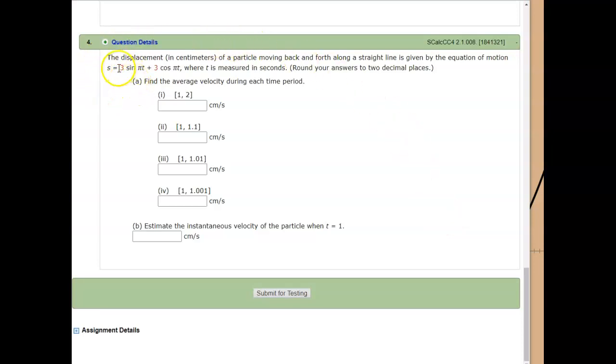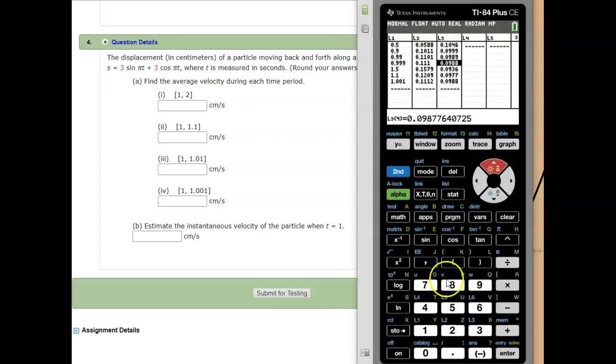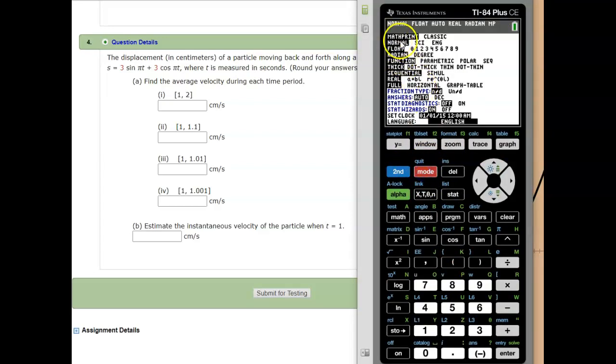Number 4 actually has some trigonometry in it, so let's take a look at how you do that on your calculator. We need to make sure that in mode we're on radians. So you can see radians, degree. Make sure you're on radians. The pi is over here above the caret.